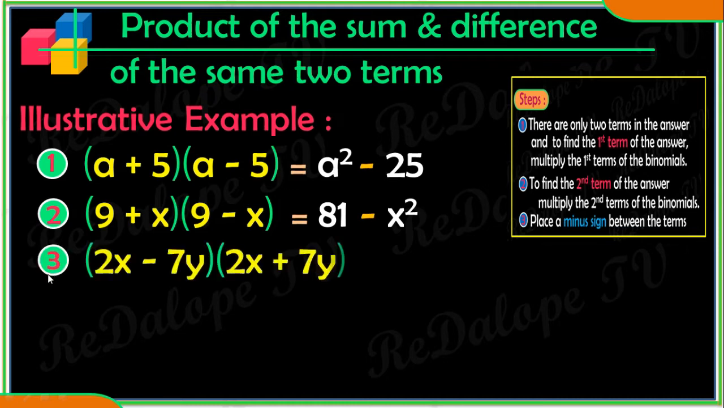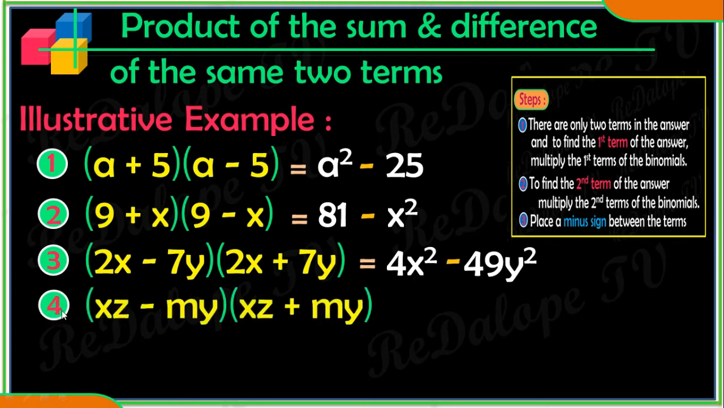So for number 3, we have 2x minus 7y multiplied by 2x plus 7y. So multiply the first term, so 2x by 2x, so that is equal to 4x squared. Then 7y by 7y, so that is 49y squared. Place a minus sign between the terms, so we have the negative sign, and that is the same as negative times positive, that is negative.